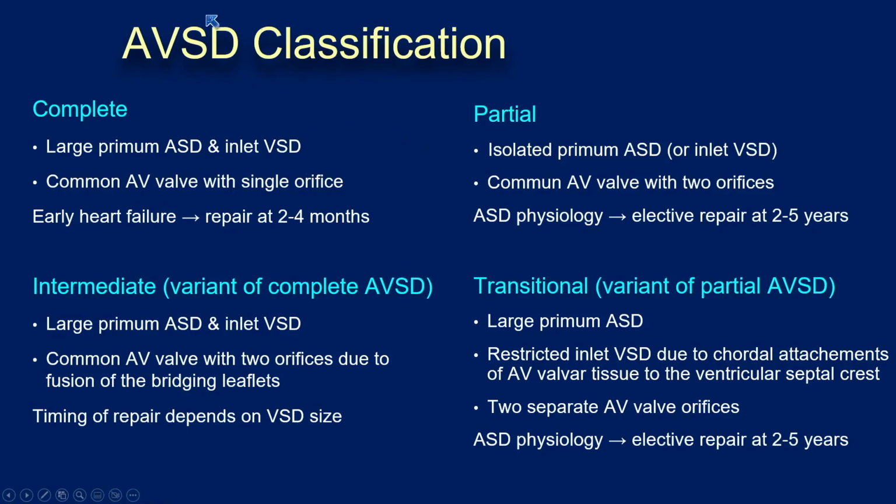Now, I mentioned this briefly, the ASD classification. The main difference between the complete and the other forms of AVSD is that you have a large primum ASD and inlet VSD with a common AV valve with a single orifice. Everything else has 2 orifices.